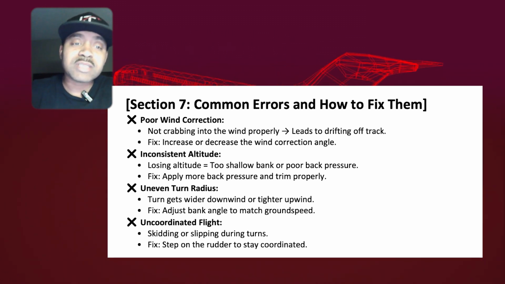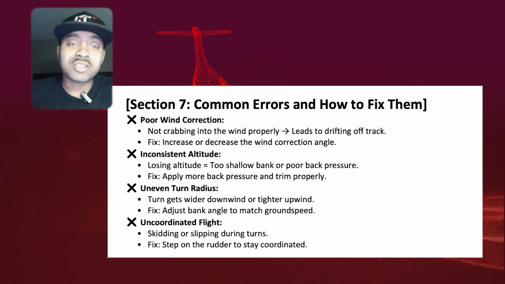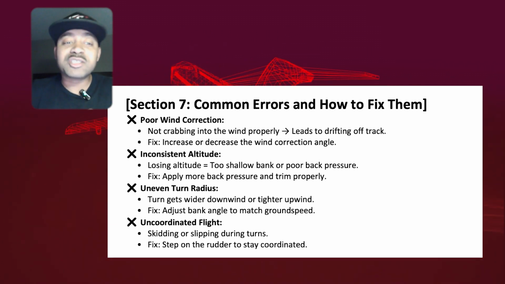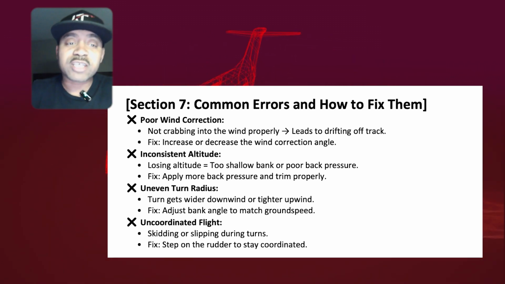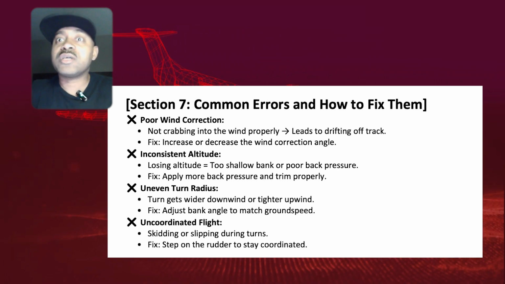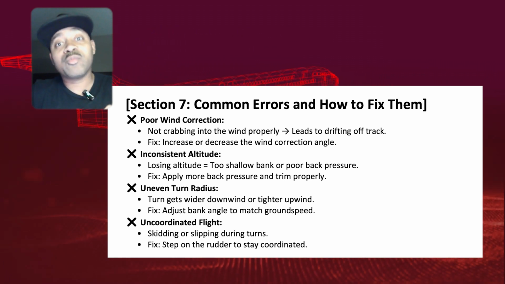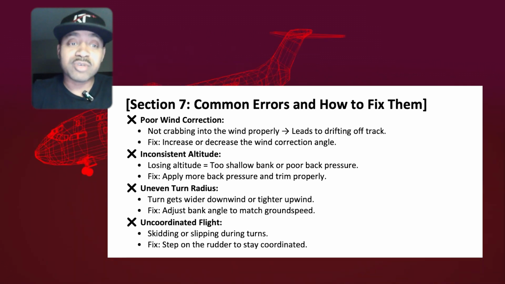Inconsistent altitude. If you're losing altitude, you can end up having too shallow a bank or poor back pressure. You got to do a lot of balancing when you're doing these ground reference maneuvers. So to fix this if you have inconsistent altitude, lock in and make sure that you're paying attention to the back pressure, the forward pressure that you have in the aircraft, and the aircraft's trim.